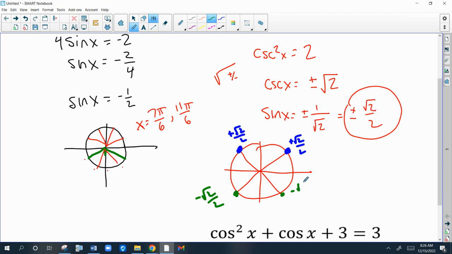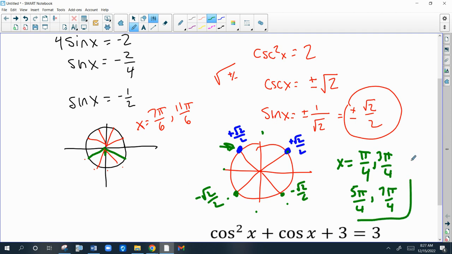So we have 4 solutions, and just count. Sine is plus or minus root 2 over 2 on 1 pi over 4, 3 pi over 4, 5 pi over 4, 7 pi over 4. So these are all the solutions to that equation.